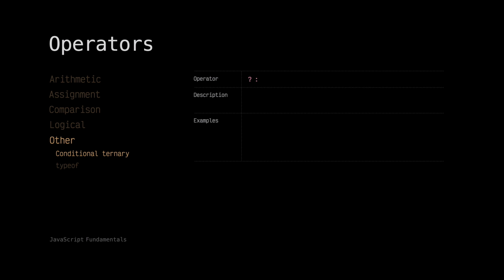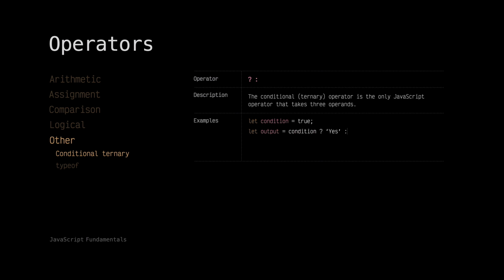Conditional ternary operator. The conditional ternary operator is the only JavaScript operator that takes three operands: a condition followed by a question mark, then an expression to execute if the condition is truthy, followed by a colon, and finally an expression to execute if the condition is false. This operator is frequently used as a shortcut for the if statement.